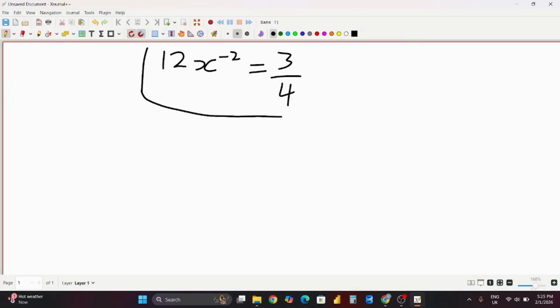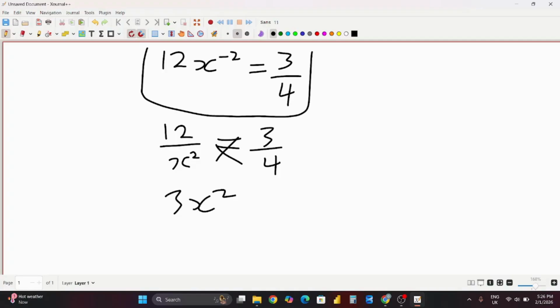Step to another question. We'll start again by rewriting the negative exponents to 12 over x squared, which will be equal to 3 over 4. Then, as usual, we cross multiply.